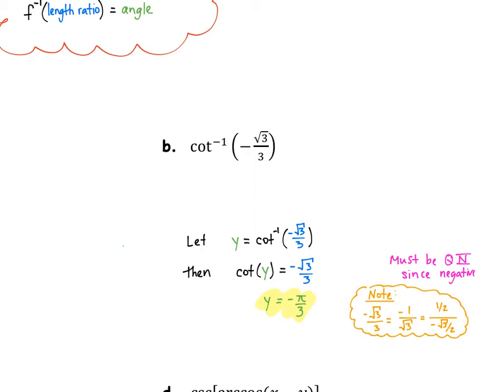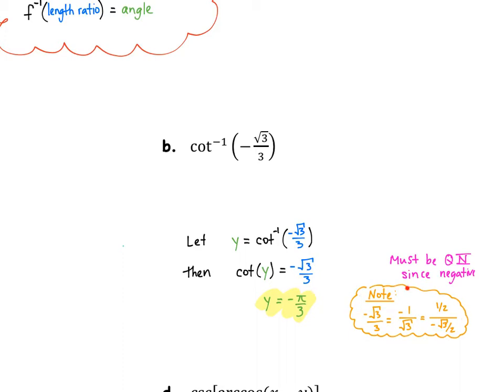Okay, so what you should have done is let y equal the inverse cotangent of negative root 3 over 3. So that means cotangent of y equals negative root 3 over 3. Because it's negative, we have to be in quadrant 4. So you can think about it that way. So when is the cotangent negative root 3 over 3?